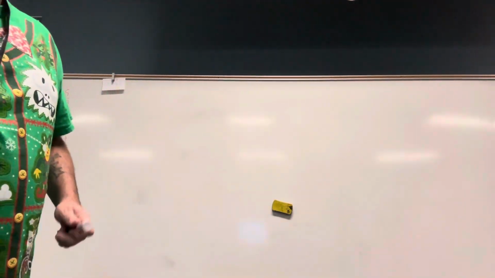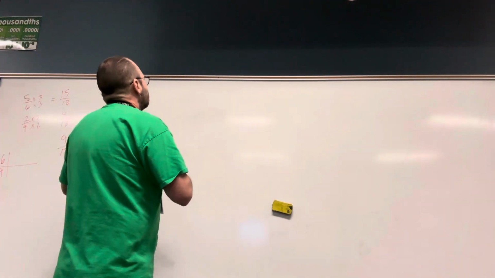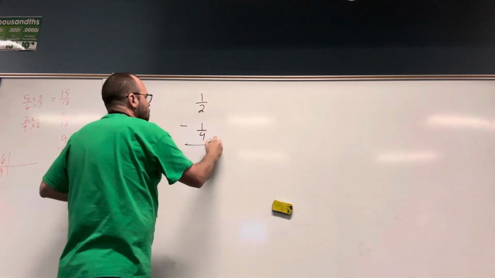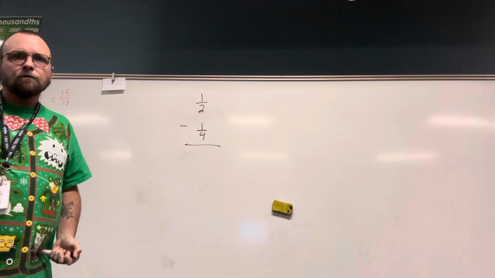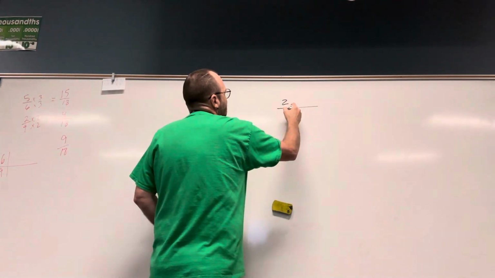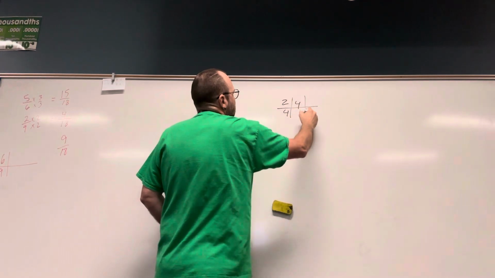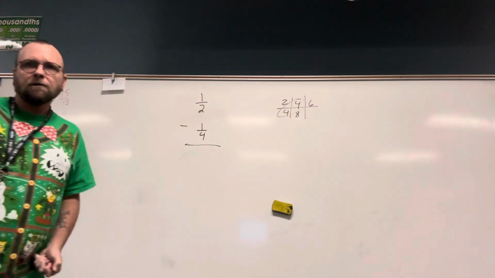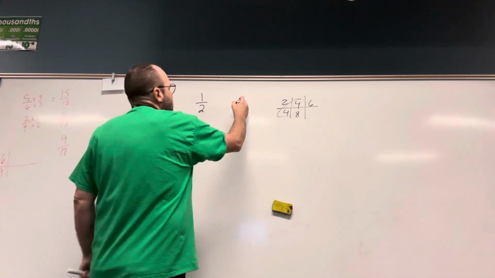Let's do one more. 1/2 minus 1/4. I cannot subtract those the way they're written. I have to find a common denominator. So I take my denominators of 2 and 4, and look, they have a 4 in common. So my common denominator is 4.